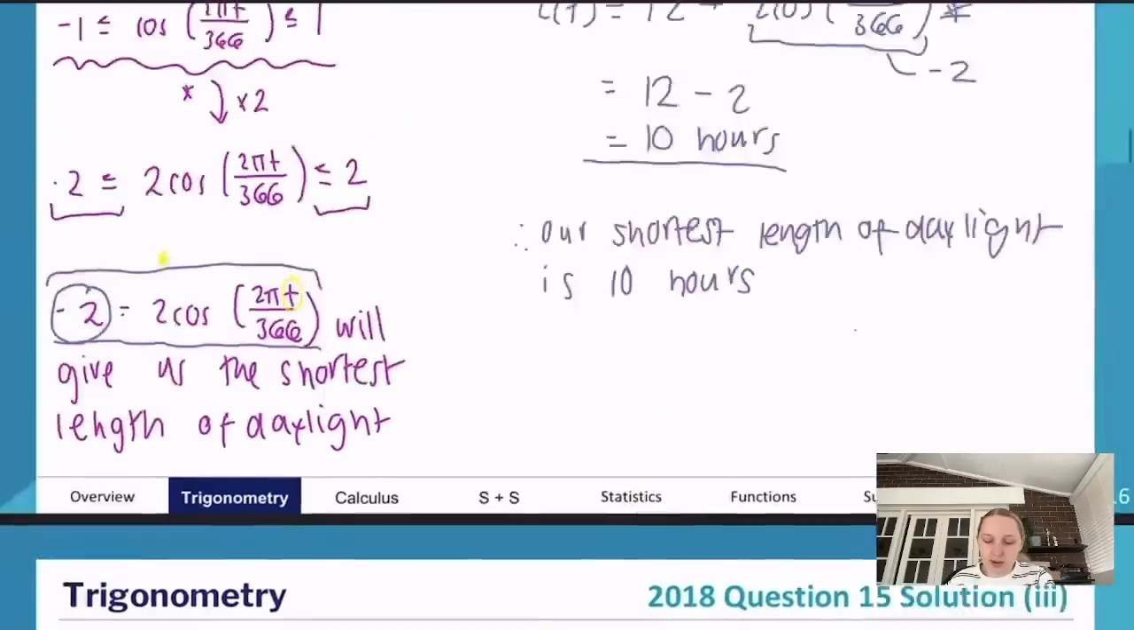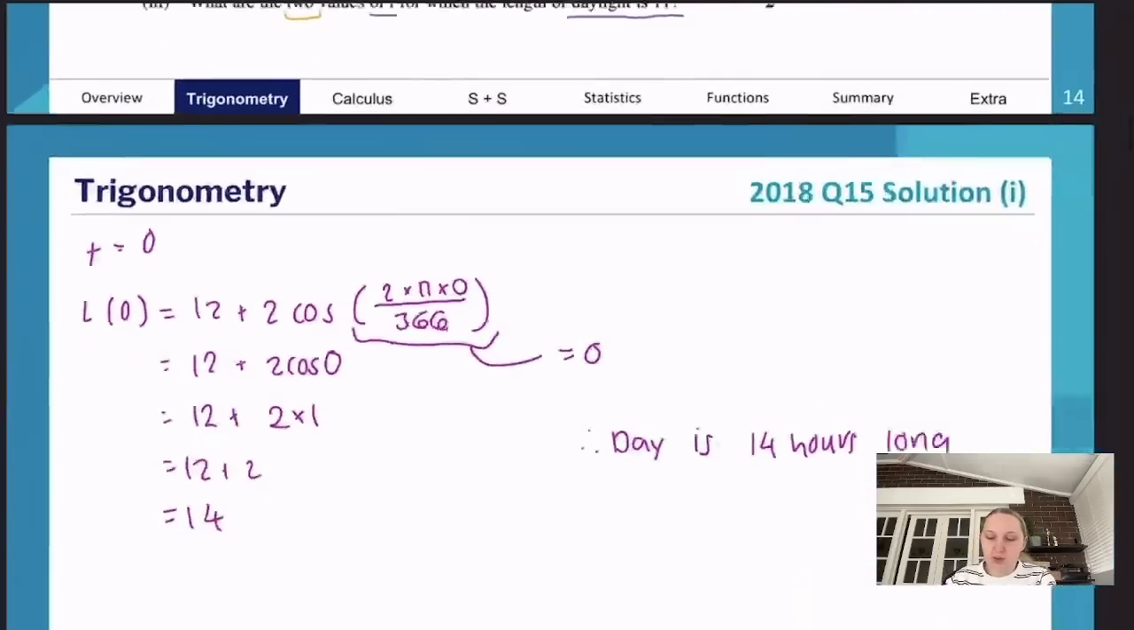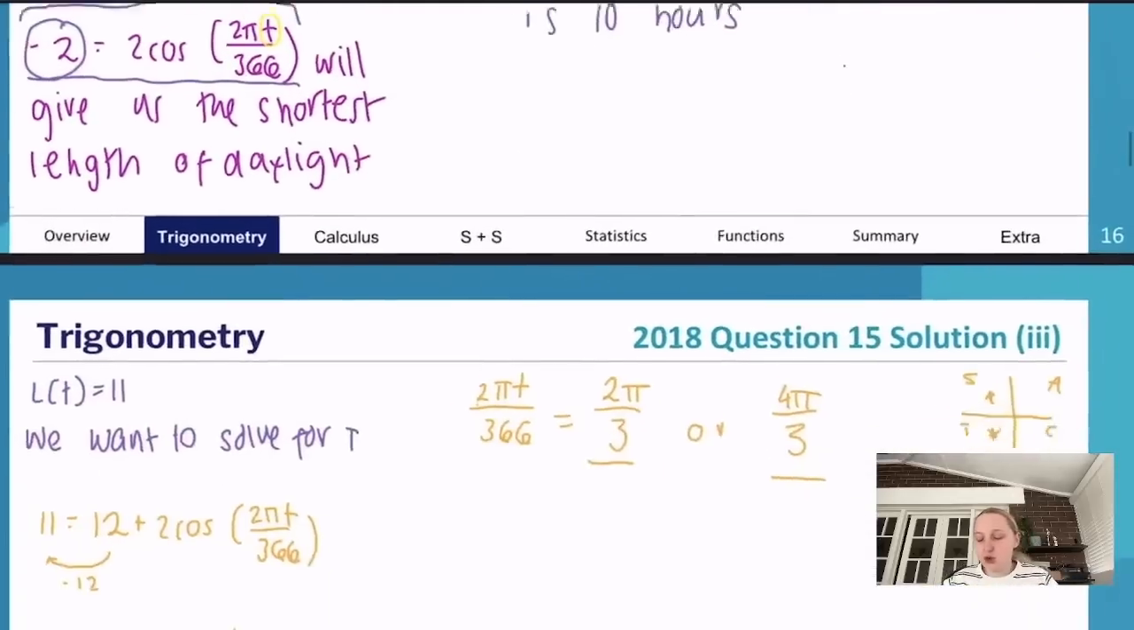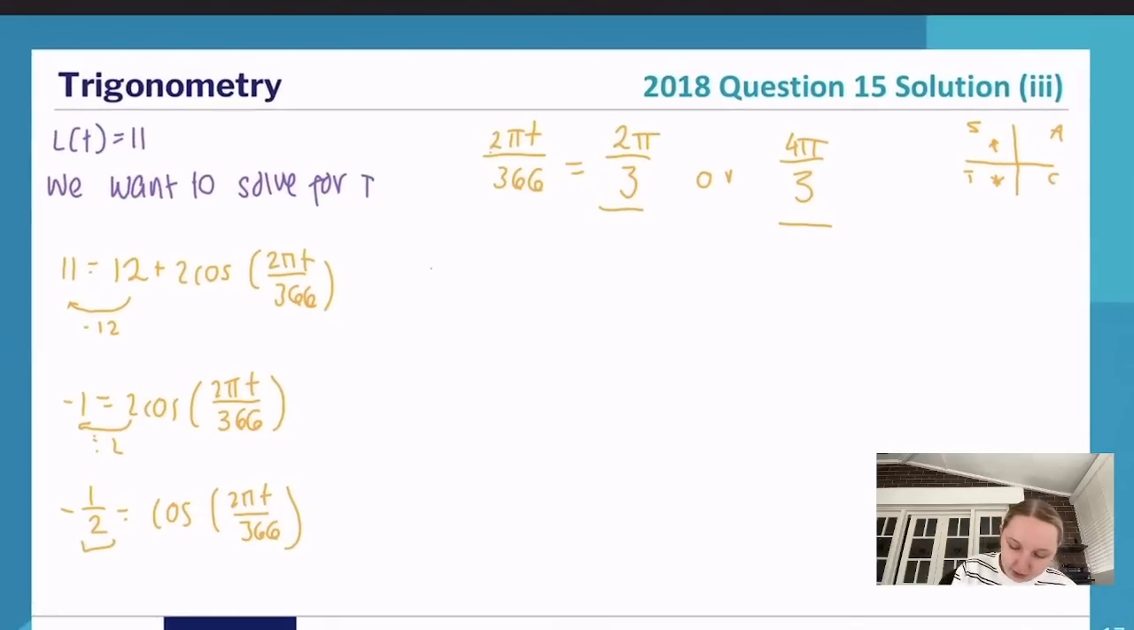But the question, we've got to remember, is asking us, what are the 2 values of t for which the length of daylight is 11? That 2 is also an indicator that you don't have to keep going round and round and round. They only want you to do the first 2. Okay? So then we want to solve for each of these. So if we've got 2 pi t on 366 is equal to 2 pi on 3, then we can pretty much go, okay, we can cross these out on both sides. And then what do we want to do?